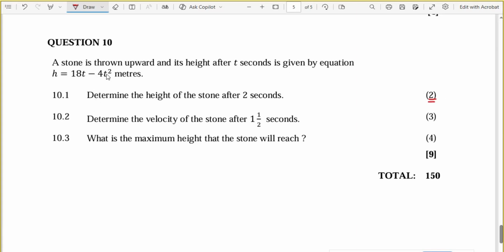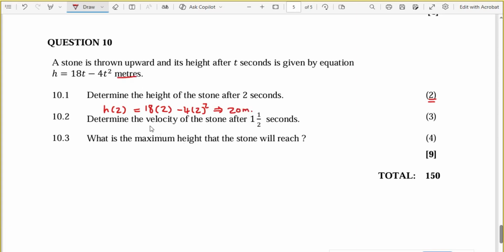So this tells you that where there's t, you just substitute 2. So this will be h at 2, which is equal to 18 into 2 minus 4 into 2 squared. You punch that on the calculator to find the height of the stone after 2 seconds. You get 20. Yes, 20 meters.